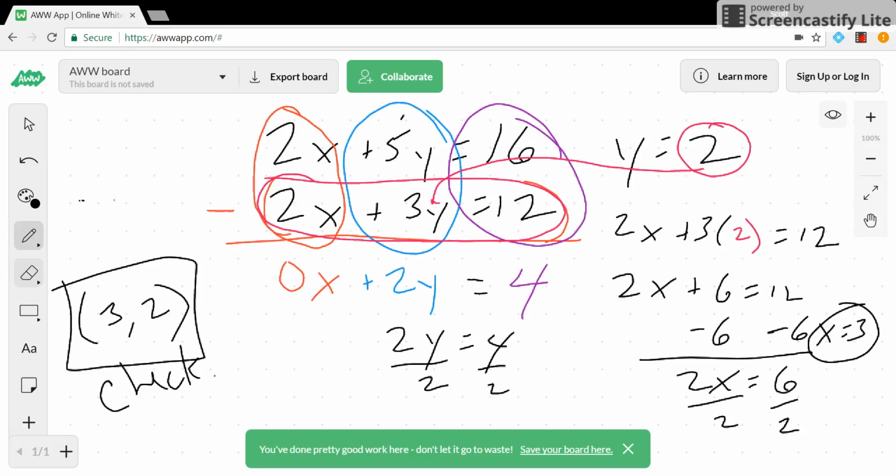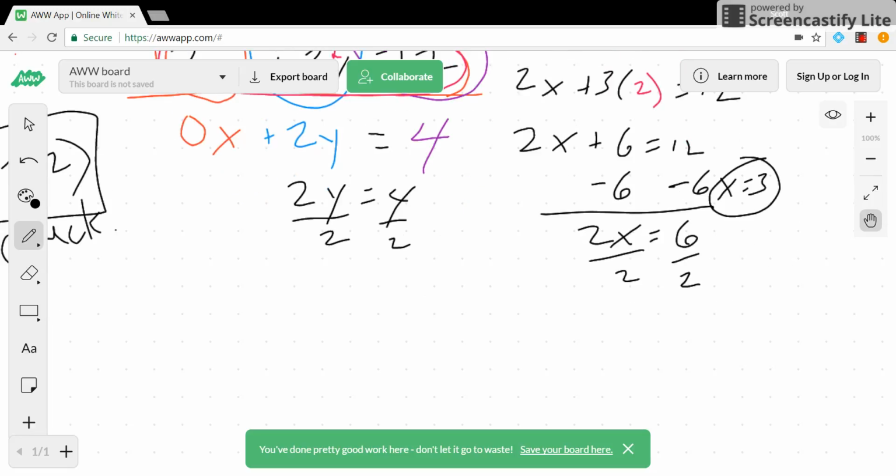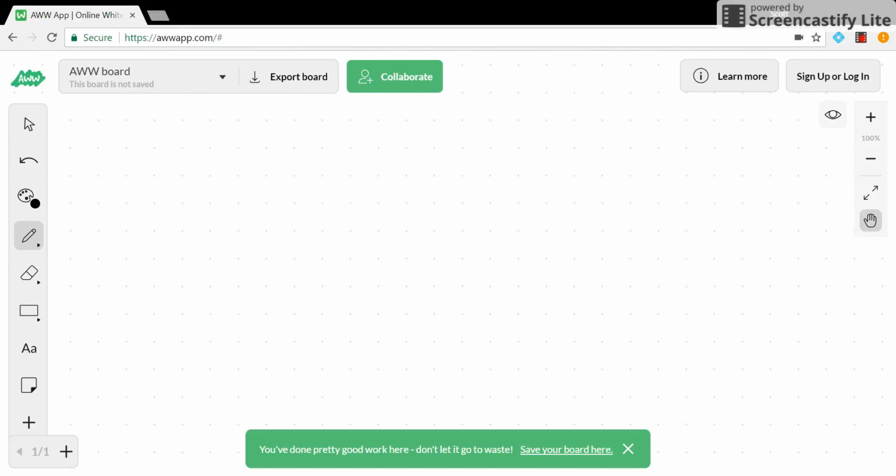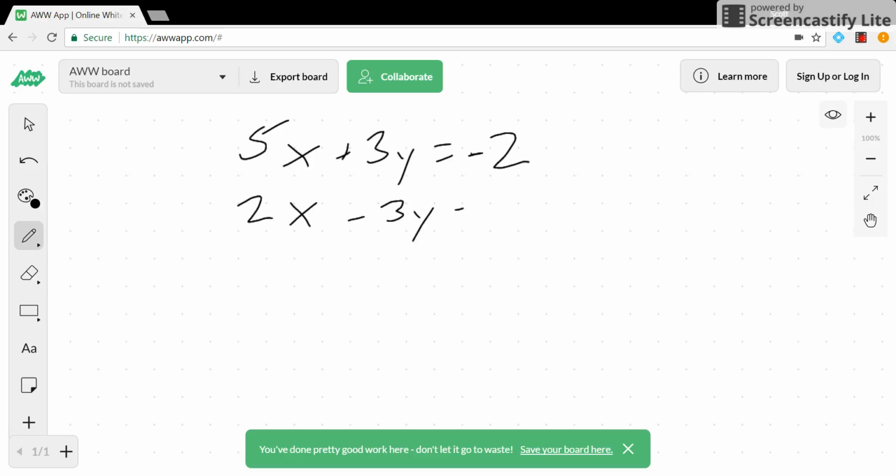And let's get some more space. Maybe I'll use this tool and get some more space up here. There we go. All right. And another system. We're going to say this time 5x plus 3y is equal to a negative 2. And the other one is 2x minus 3y. And we're going to say this is equal to a negative 26.